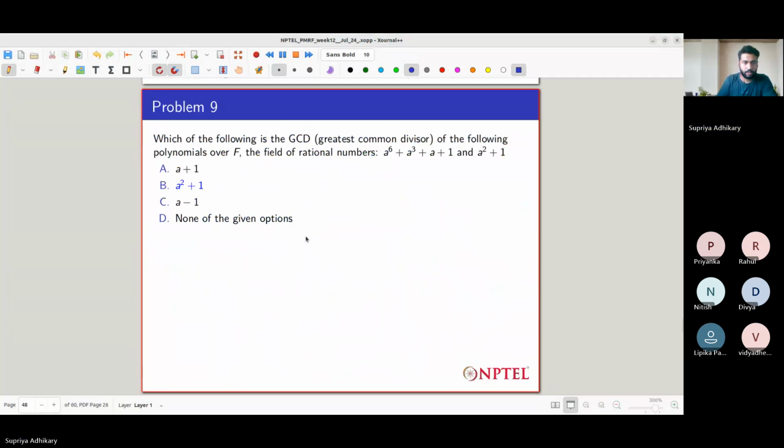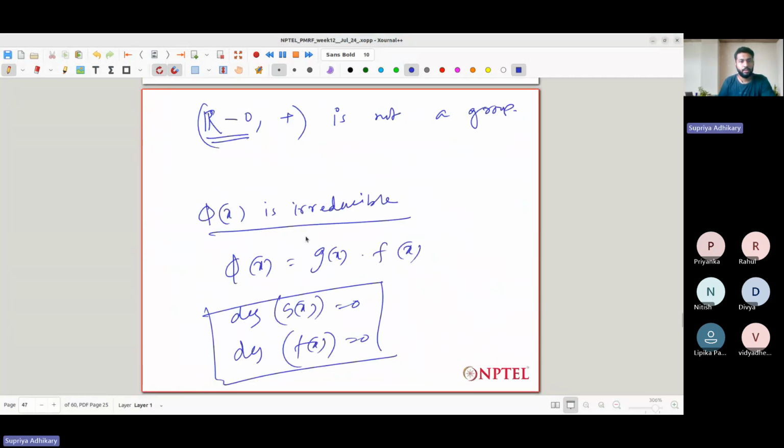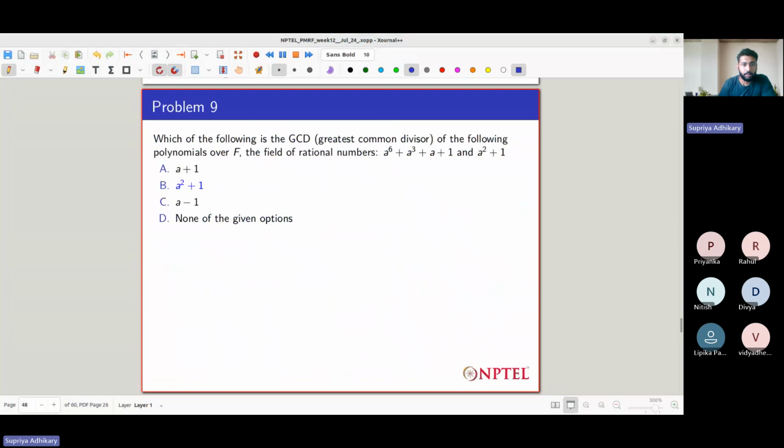Now, in problem 9, we have to find the greatest common divisor of polynomials over a field. There are two polynomials given. The first one is x to the power of 3 plus x plus 1, and the second one is x squared plus 1.